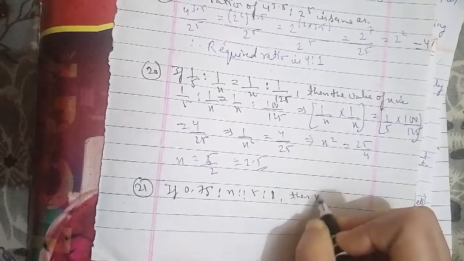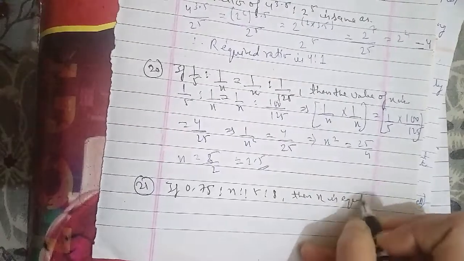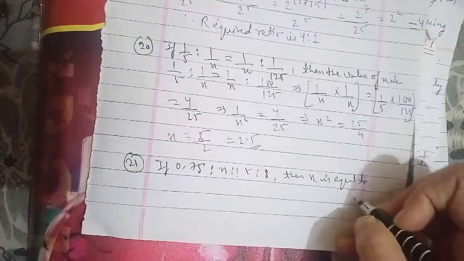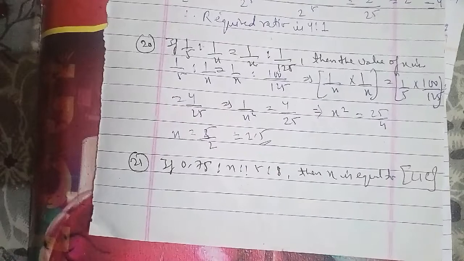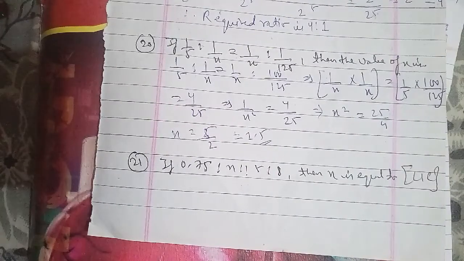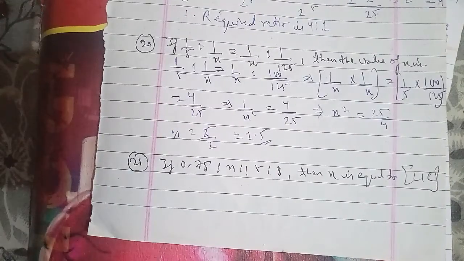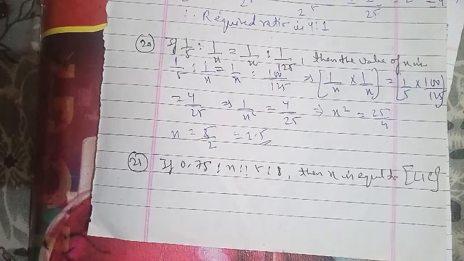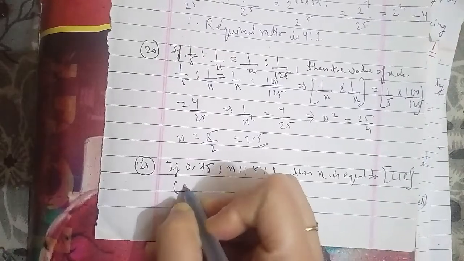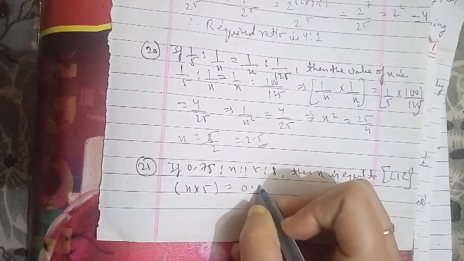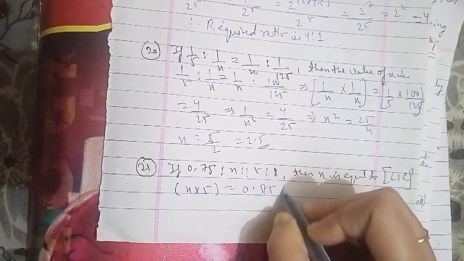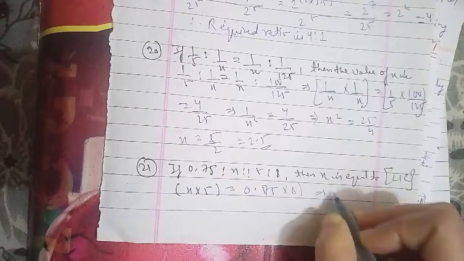x into 5 equals 0.75 into 8, so x equals 6 upon 5 equals 1.20 here, that we have as an answer. Now we go for the next question without wasting time, and we will solve it out. That is the 22nd question of the session.